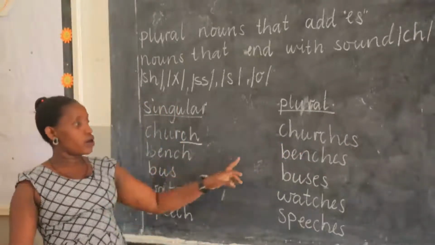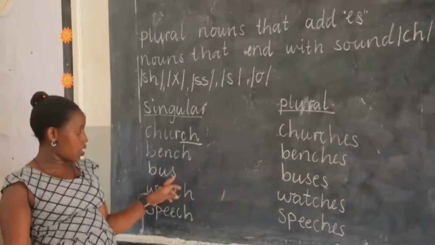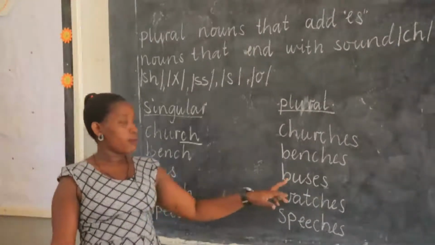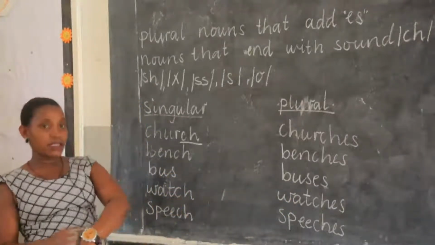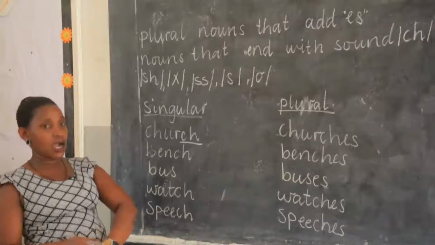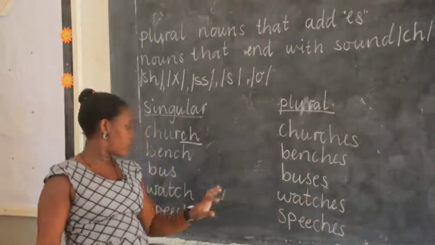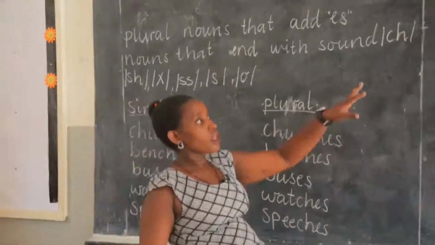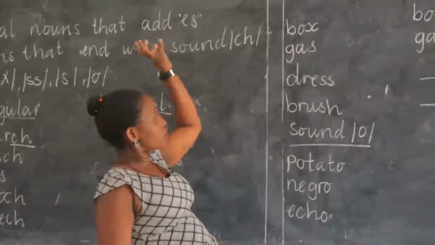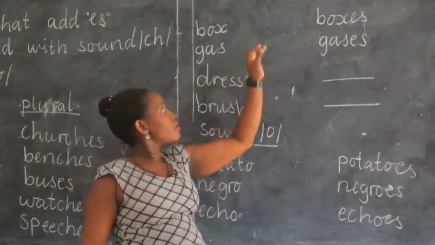Bench for benches. Bus, then we say buses. Then watch, like mine here. This is a noun now, watch. Then it will go for watches. Then speech, speeches. Box, that is sound x. Now it will go for boxes.